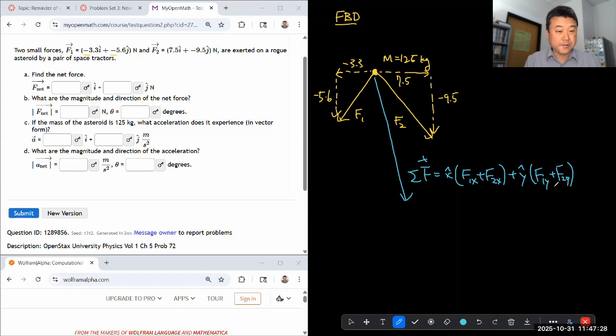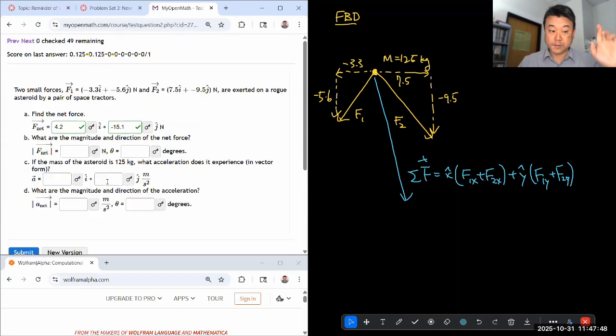And I think it's simple enough that I can just do it in my head, because it's 7.5 minus 3.3, or 4.2. And then it's these two added together with a minus sign. So minus 5.6 plus 9.5. I think that's 15.1. 15.1. So hopefully that's correct.